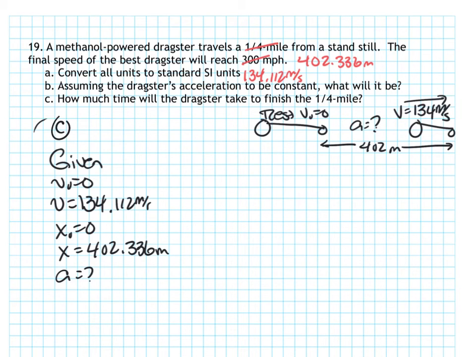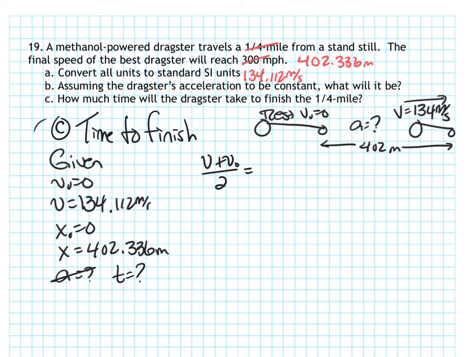Alright, so part C, I'm looking for the time to finish. So in part C, I'm looking for t. And I have all these variables, v, v naught, x, and I'm looking for t. So I'm going to use something about the average velocity to solve this. I know the average velocity is v plus v naught over 2. The average velocity is also the displacement divided by the time, and I'm looking for the time. So I'll cross multiply, so that t times the quantity v plus v naught is equal to 2x.